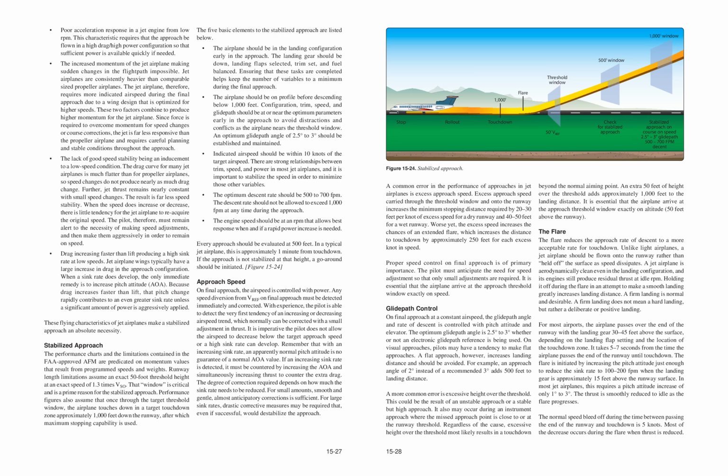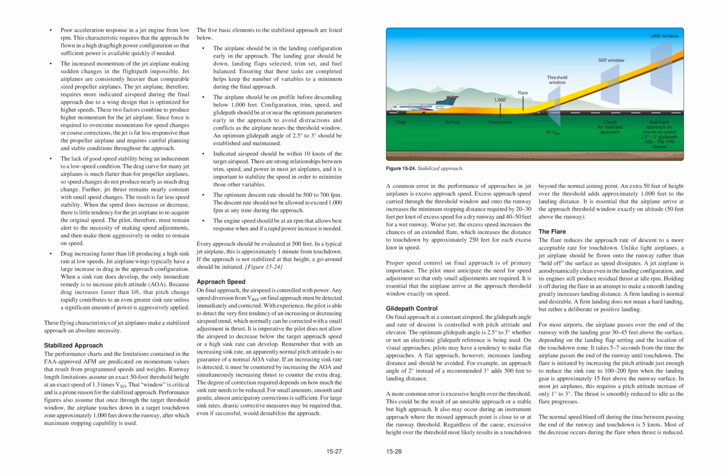5. The lack of good speed stability being an inducement to a low speed condition. The drag curve for many jet airplanes is much flatter than for propeller airplanes, so speed changes do not produce nearly as much drag change. Further, jet thrust remains nearly constant with small speed changes. The result is far less speed stability. When the speed does increase or decrease, there is little tendency for the jet airplane to reacquire the original speed. The pilot, therefore, must remain alert to the necessity of making speed adjustments, and then make them aggressively in order to remain on speed.